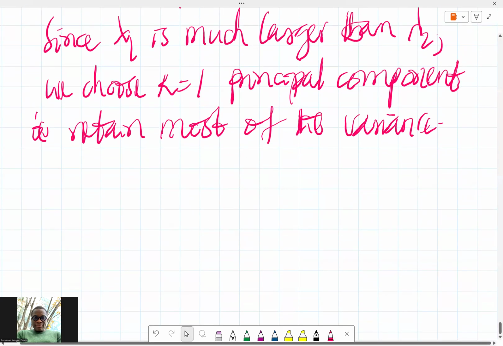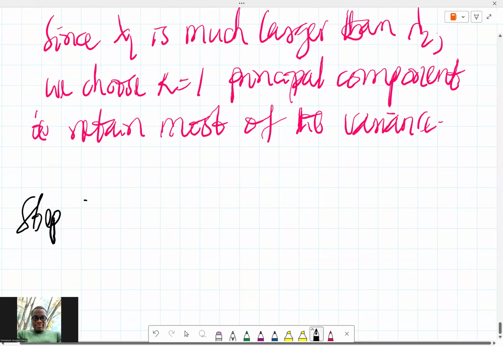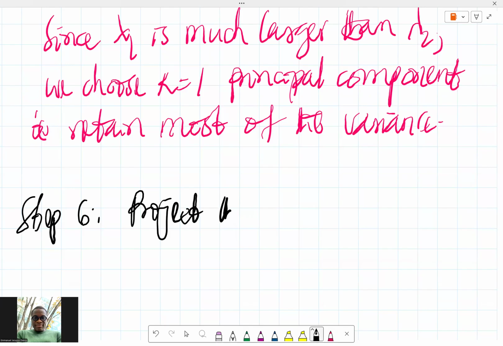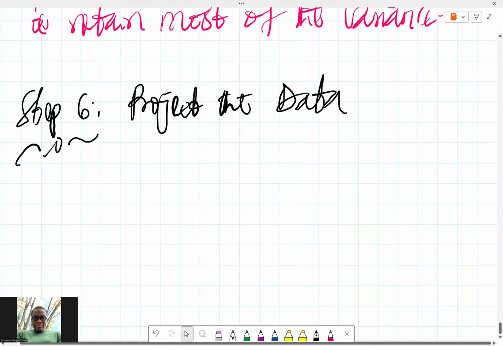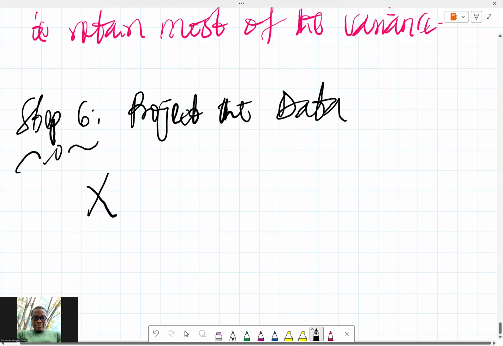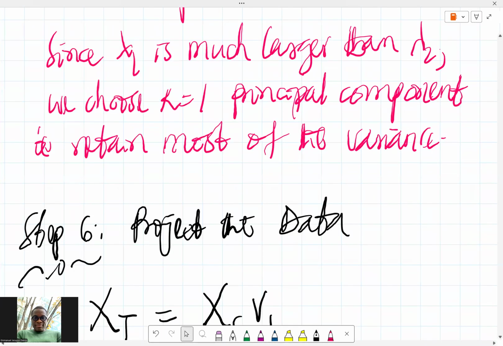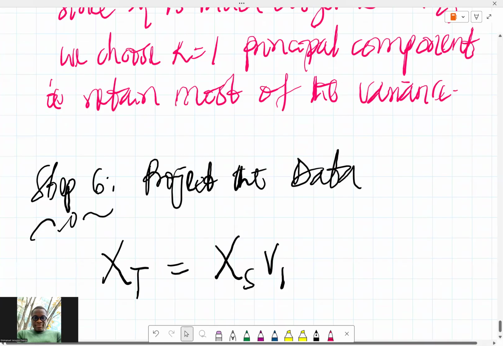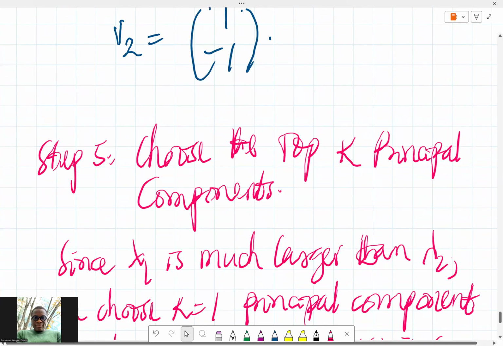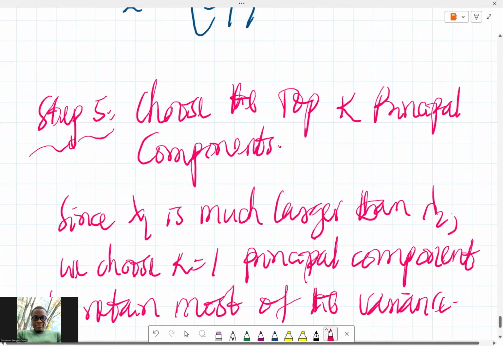So we go to step 6 as we draw to a close. Step 6 is where we project the data. To project the data, just like we said, the transformed data which we are looking for is actually the standardized data multiplied by V1. Because we are talking about only Vk here, we have only one principal component that we have chosen.